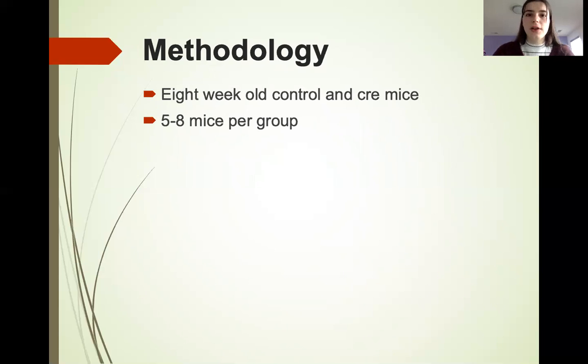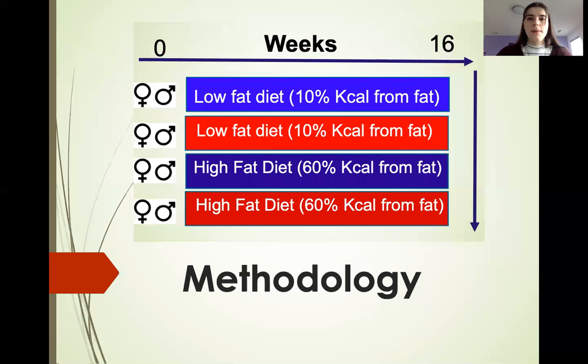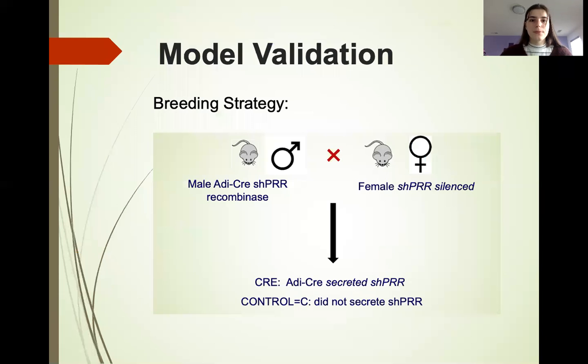So now for my methodology and how I did this experiment. I took 8-week-old control and Cre mice, and there were about 5 to 8 mice per group, and there were 4 total groups. And I fed them a low-fat diet for the span of 0 to 16 weeks. And so I had Cre male and female low-fat diet mice, and control male and female low-fat diet mice, which is a total of 4 groups.